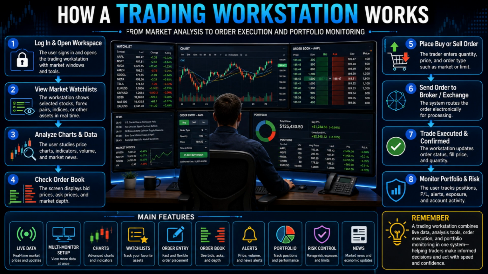Overall, a trading workstation works as a complete trading environment that combines live market data, analysis tools, order execution, and portfolio monitoring in one place. Because of this, it helps traders make faster, more informed, and more confident decisions.